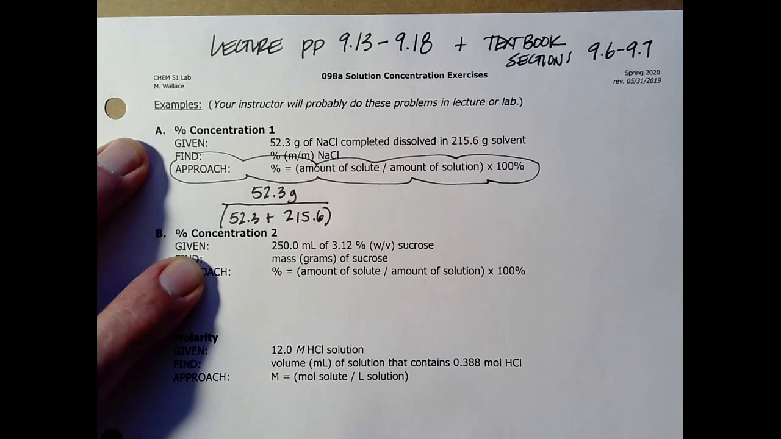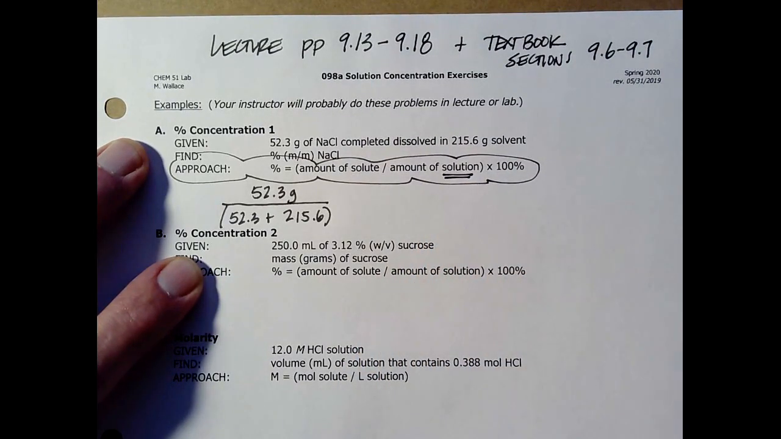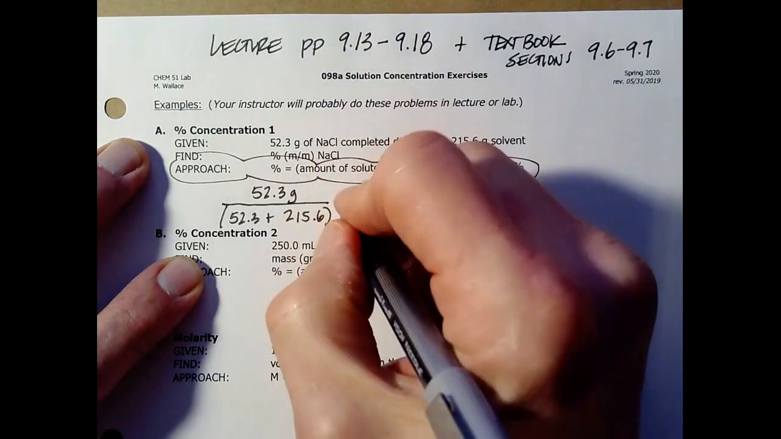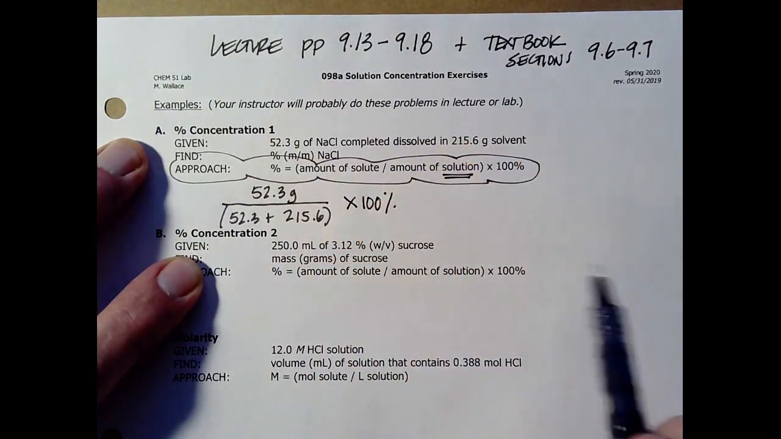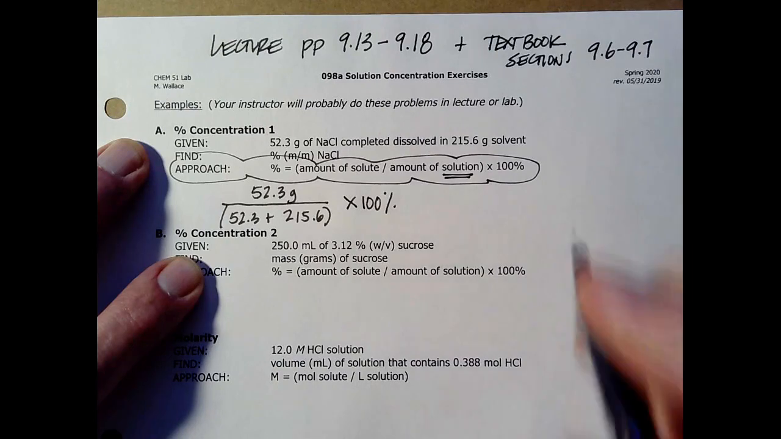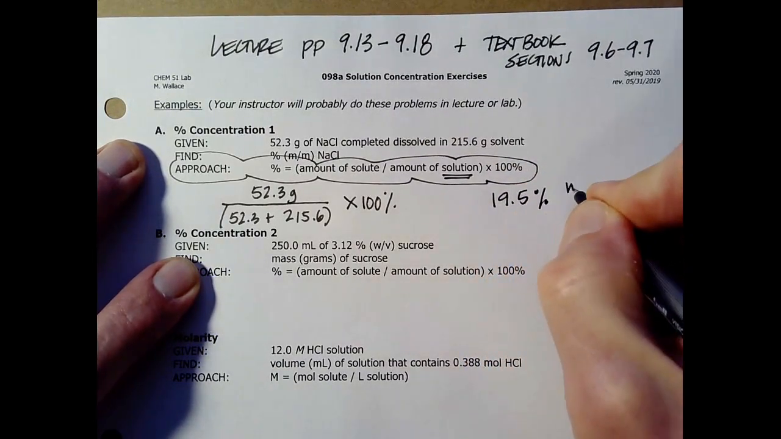You might even stop the video and say, wait, why is he doing it like that? Well, remember, it's per amount of solution. The solution is the solute plus the solvent. So if I multiply that by 100%, and if that still doesn't make sense, stop the video and say, well, wait a minute, why is he using those numbers? I get 19.5% mass.